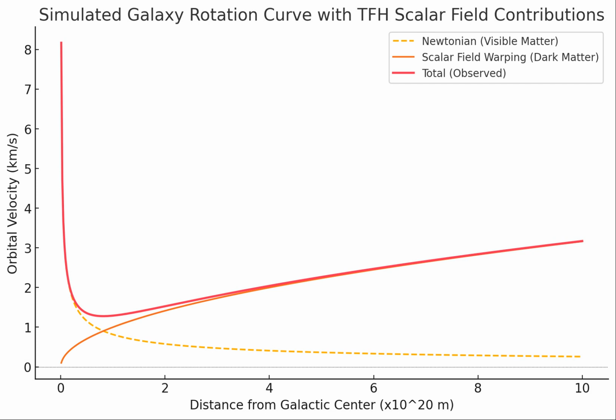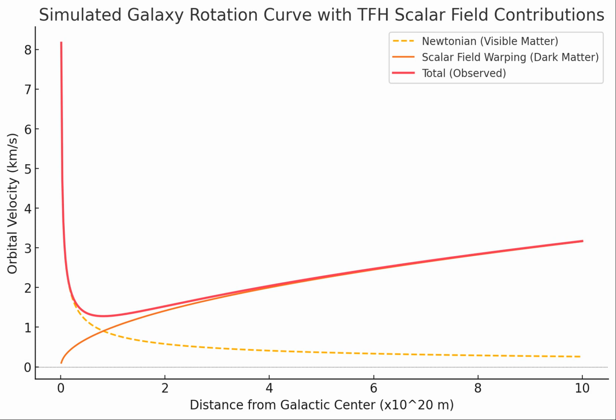3. Total observed rotation curve. When the contributions of both visible matter and scalar field warping are combined, the total orbital velocity aligns with real observations. Flatness of the curve. At large distances, the velocity remains nearly constant rather than decreasing as Newtonian gravity predicts. This flattening is a hallmark of galaxy rotation curves and is one of the main motivations for introducing dark matter in traditional physics. What this means.